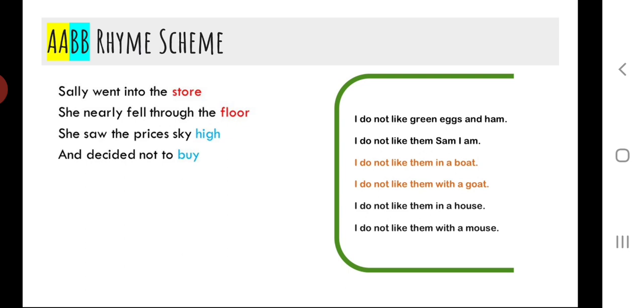So, we do look at our green eggs and ham. We have ham, am, boat, goat, house, mouse. So that turns it into A, A, B, B, C, C. So if that was your stanza, that's what your rhyme scheme would be labeled.